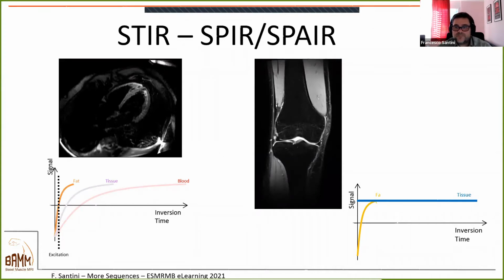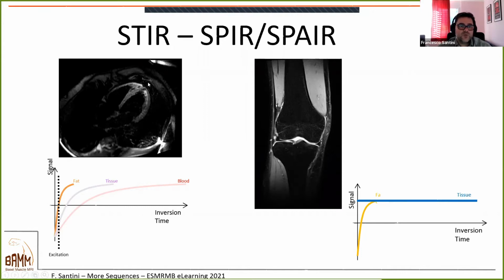So this is the concept behind the STIR method. STIR means short tau inversion recovery. It's short tau because we have a short inversion time here. This is the shortest of the inversion recovery sequences, which is aimed to suppress the fat.